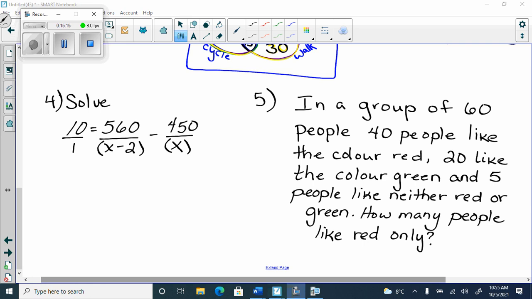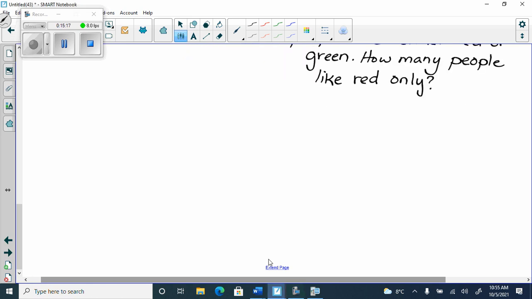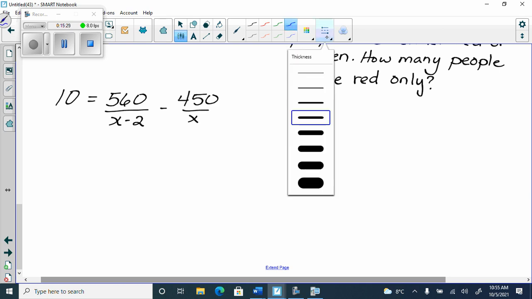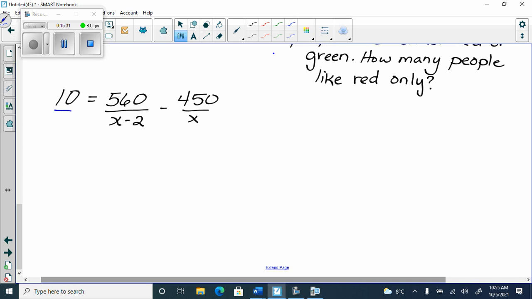So I'm going to do that one below. The question I gave you was 10 equals 560 over x minus 2 minus 450 over x. So we're going to multiply this one by x and x minus 2, this one by x, and this one by x minus 2.